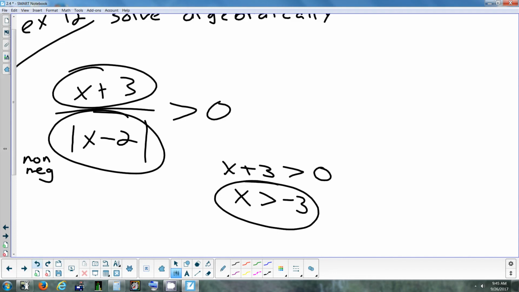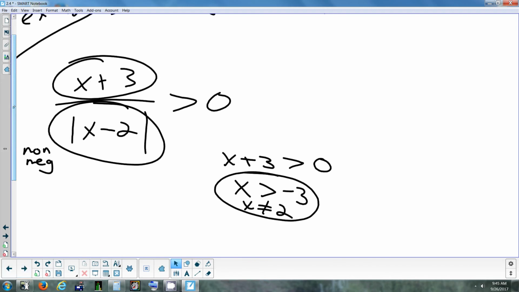Almost. You've got to be careful. You can't do 2. So you can pick anything you want that's greater than -3, but you can't pick 2. How come? It would make it 0. Right. You'd be dividing by 0.